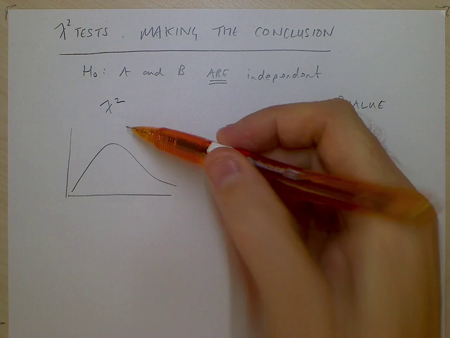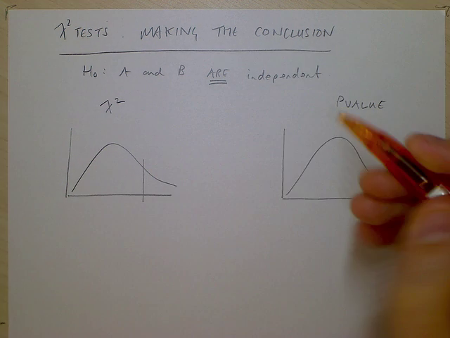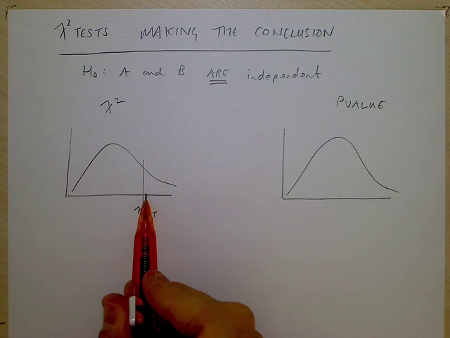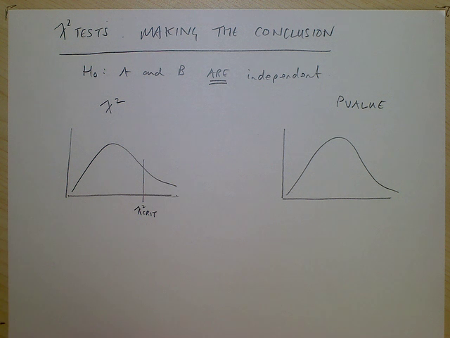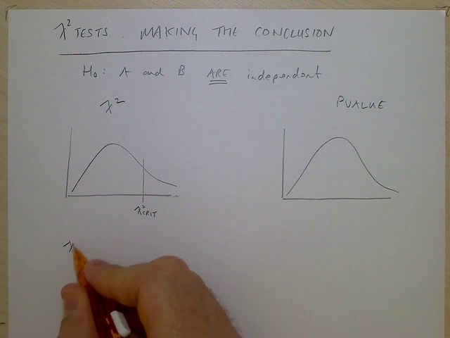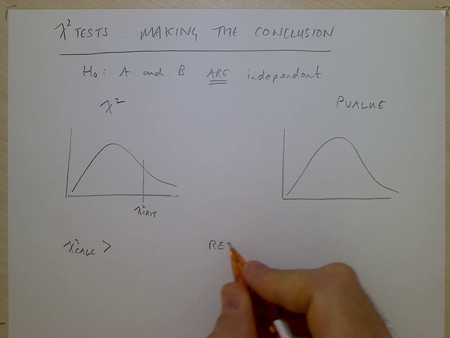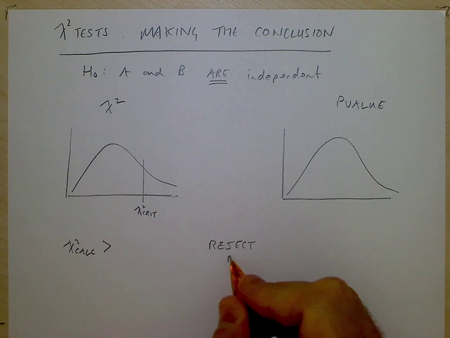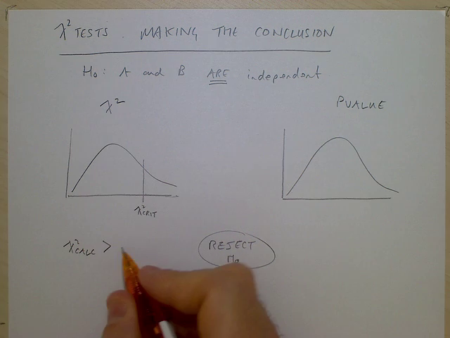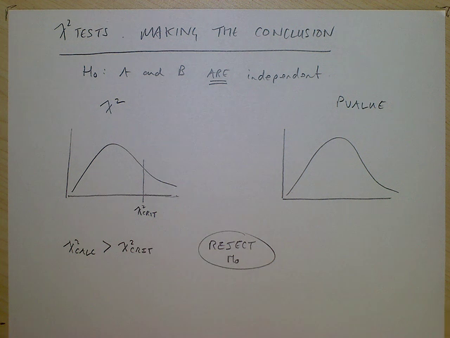So with the chi-squared conclusion, there's a cutoff point which is called chi-squared crit. And if my chi-squared value goes past that, then I reject. So in this case, if my chi-squared calc becomes too big, then I reject H0. So for the chi-squared one, it's if the chi-squared calc becomes bigger than chi-squared crit, I reject.